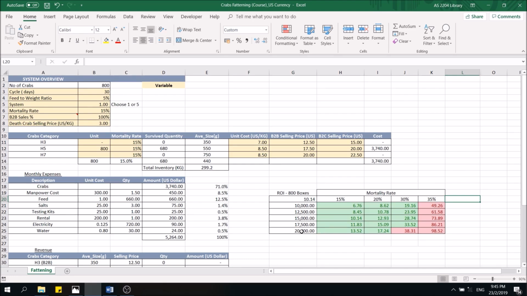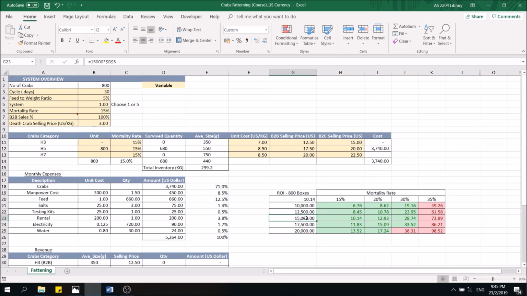So you can play around with mortality rates, and of course you can play around with capex. But I think the mortality rate is more sensitive compared to capex, which a typical setup cost nowadays is around $15,000. If you want to DIY yourself, you can probably go lower than that. So maybe you can achieve a $10,000 per system.